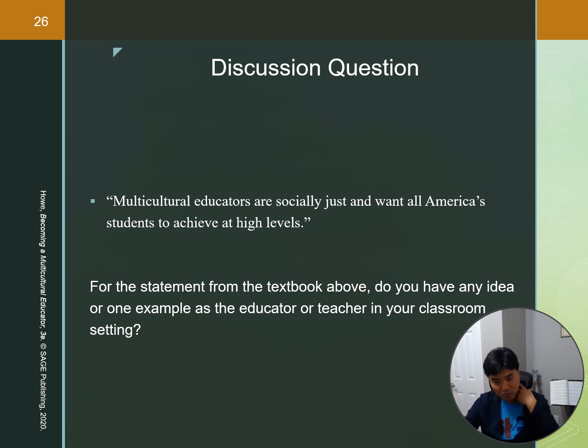So you have a discussion question actually. So one statement, multicultural educators are socially just and want all America's students to achieve at high levels. For the statement from the textbook above, do you have any idea or one example as an educator, a teacher in your classroom setting? So maybe a specific example. So you could think about it.